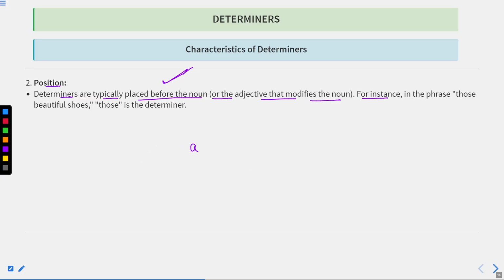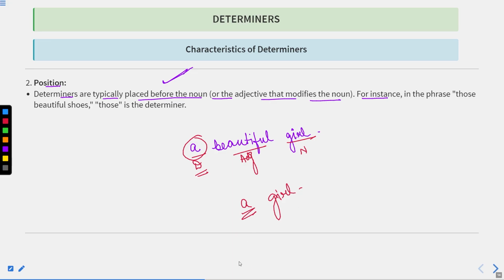For example, if I say a beautiful girl. She's a beautiful girl. Now, if you see this sentence carefully, girl is a noun, beautiful is a descriptive adjective, or you can say adjective, and this a is a determiner. So this determiner can be placed just before a noun or any adjective qualifying that noun. Also, if I say a girl, this is also a determiner. So a determiner can be placed just before a noun as well as before the adjective.